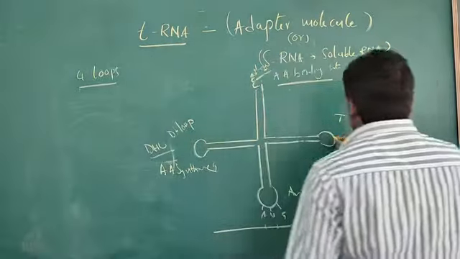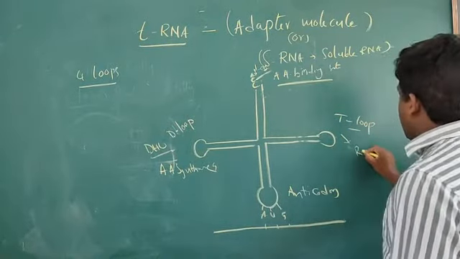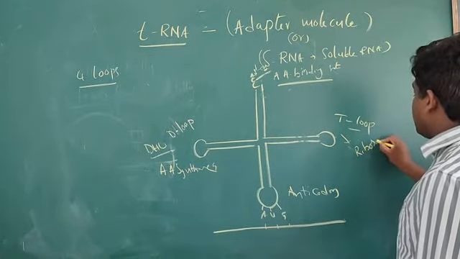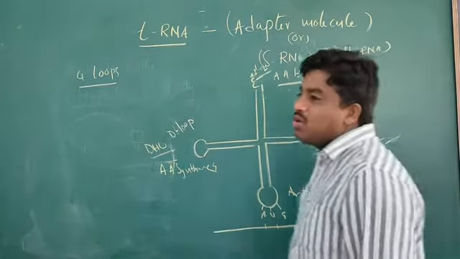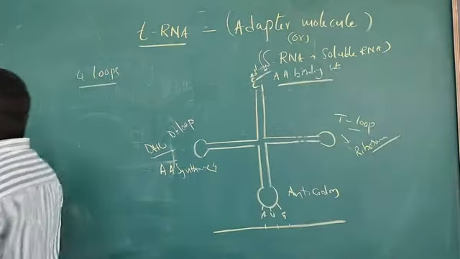Next, this T loop. This loop is the ribosome binding site. This is what you call the ribosome binding site.